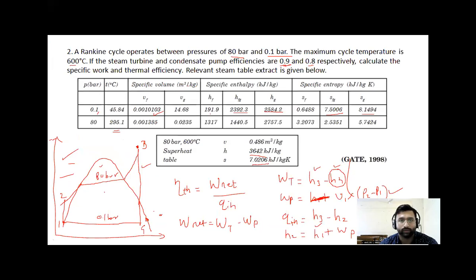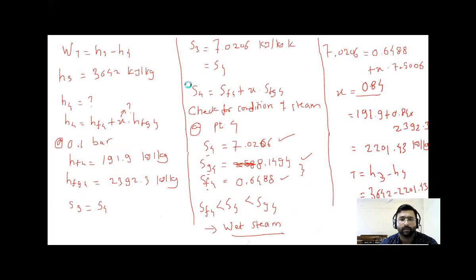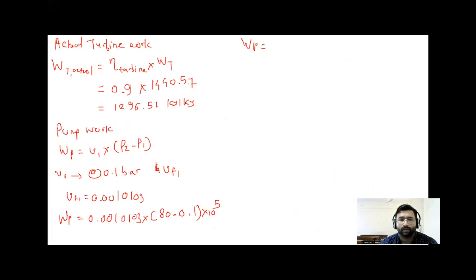Meter cube per kg. This is in bar. How much? 8072.29. What will be the unit? How will it be kilojoule?